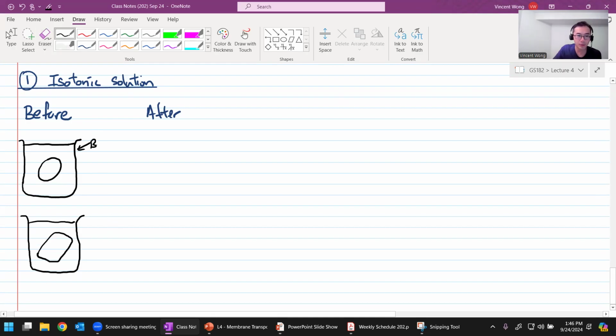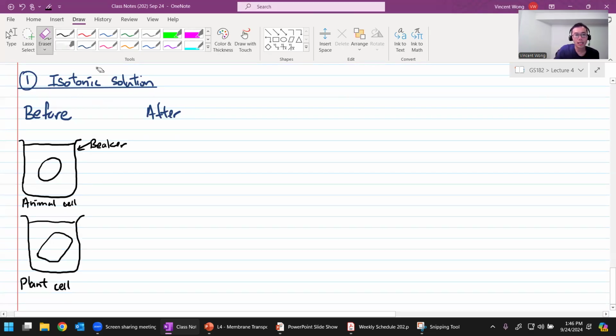Okay, this is a beaker, like a little glass cup. This is the solution, and this is the cell. Animal cell, plant cell. All right?